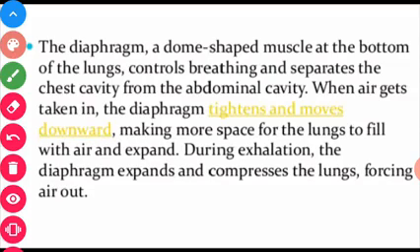Same when air is inhaled, the rib cage, the bones that are present in the chest, we call that the rib cage. When air is inhaled, the rib cage expands as the rib muscles contract. Rib cage expand hota hai kyunki ribs mein jo muscles present hote hain wo contract ho jate hain.